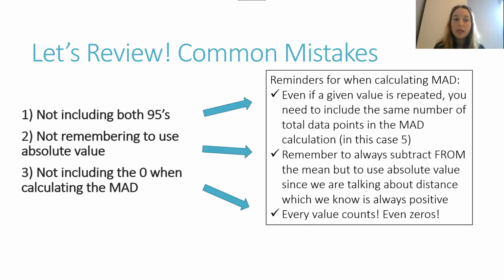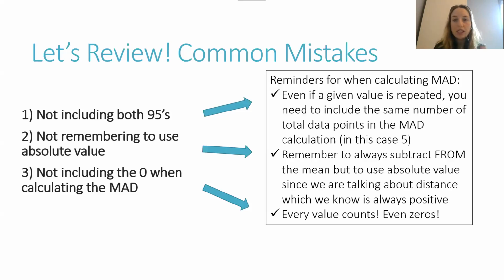So the first common mistake is not including both of the 95s. It's really important to remember that even if a given value in a data set is repeated, like 95 was in that last problem, you still need to include the same number of total data points in the MAD calculation. So you have to include both of the 95s. This is because, remember, you started with a total of 5 data points, and that doesn't change when you're calculating the MAD. You still have a total of 5 data points, and you need to include all of them.